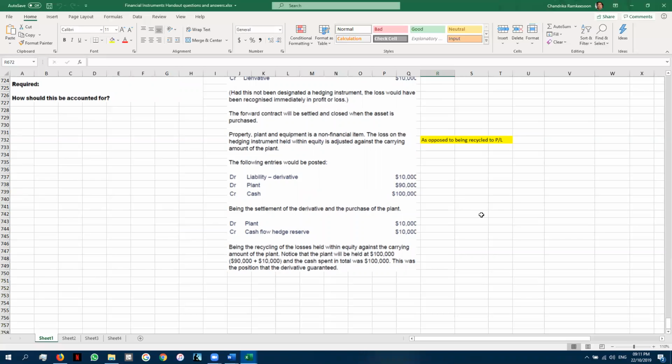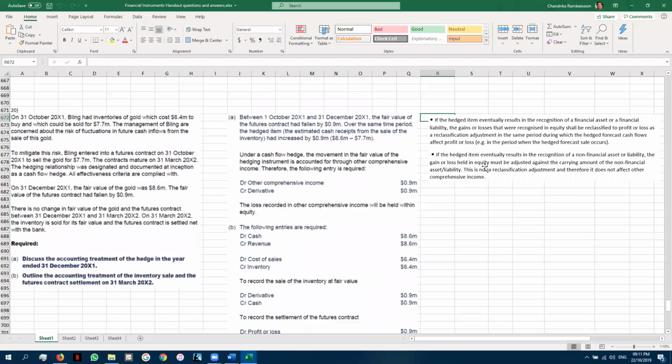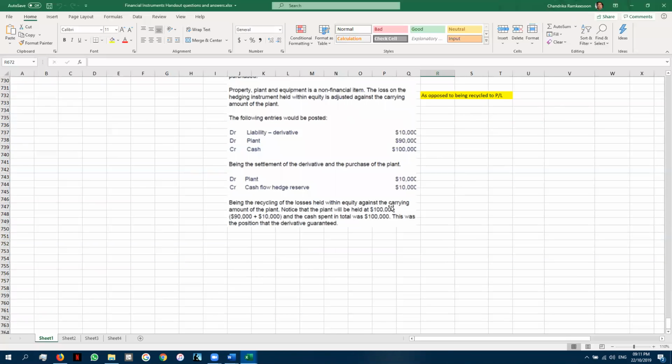Then debit plant 10, credit cash flow hedge reserve 10, being the recycling of the losses held within equity against the carrying amount of the plant. That is what was meant by this. The gain or loss must be adjusted against the carrying amount of the non-financial asset or liability. Notice that the plant will be held at 100,000 and the cash spent in total was 100. This was the position that the derivative guaranteed.